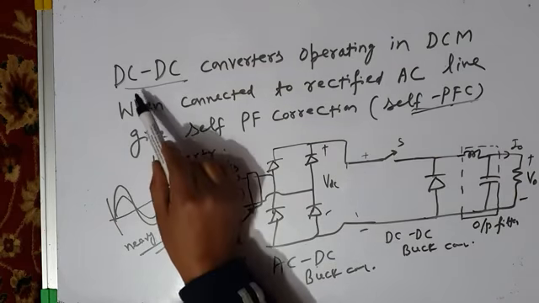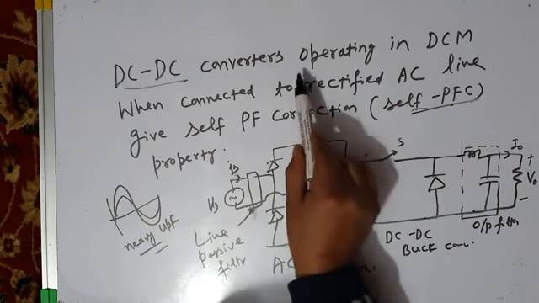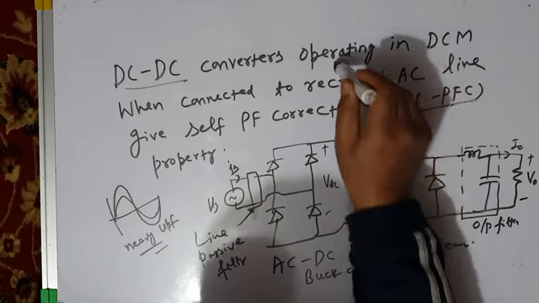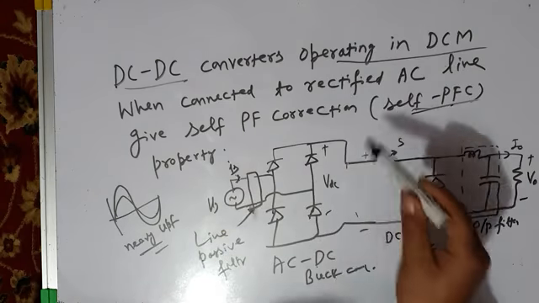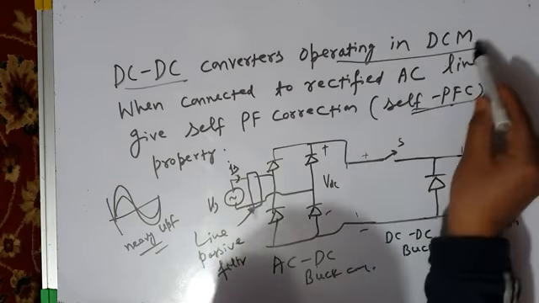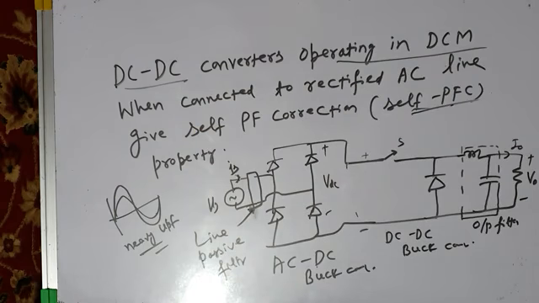Then when DC to DC converters operate in DCM, but what is the condition here? These DC to DC converters should operate in discontinuous conduction mode.